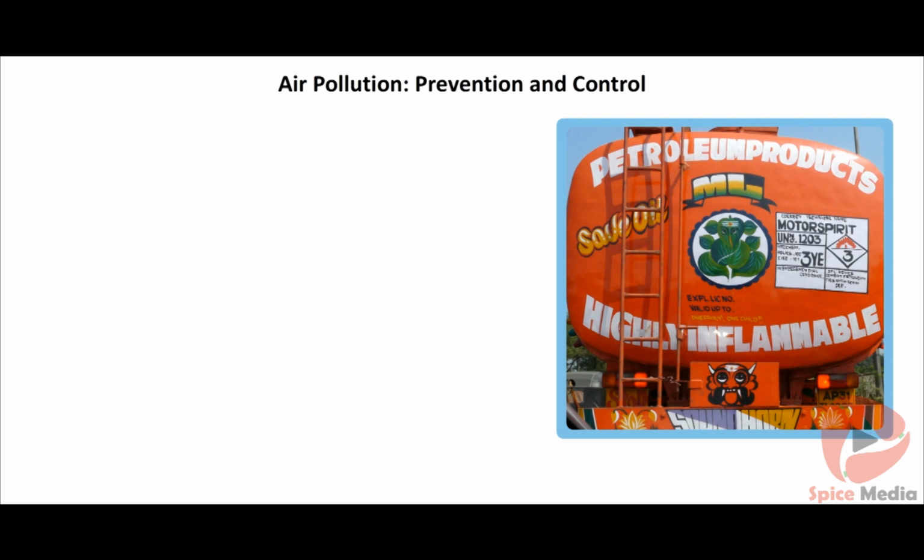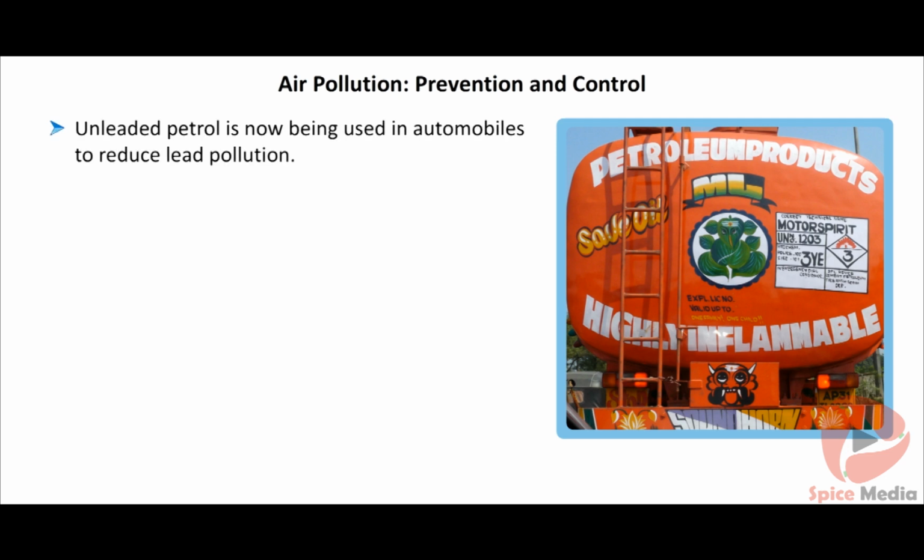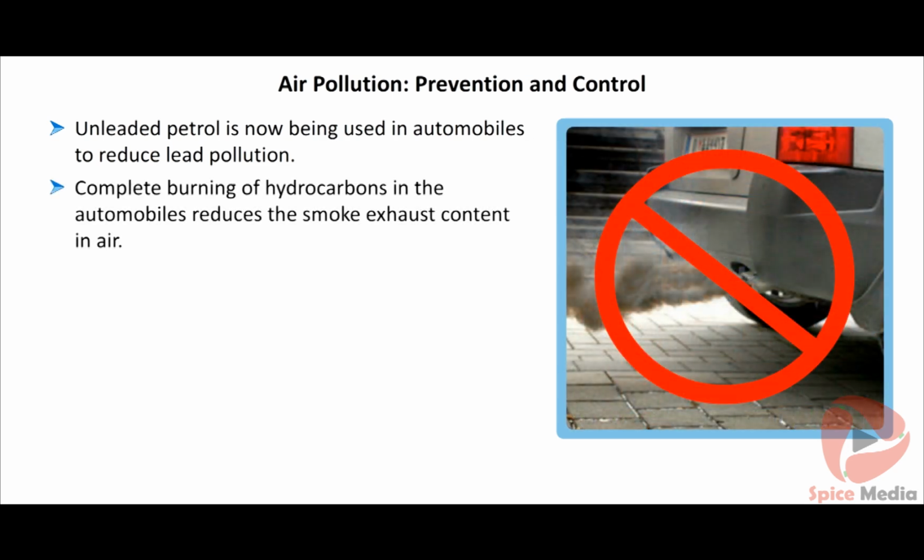Realizing the harmful effects of air pollutants, efforts are being made to reduce air pollution. Unleaded petrol is now being used in automobiles to reduce lead pollution. Complete burning of hydrocarbons in the automobiles reduces the smoke exhaust content in air.